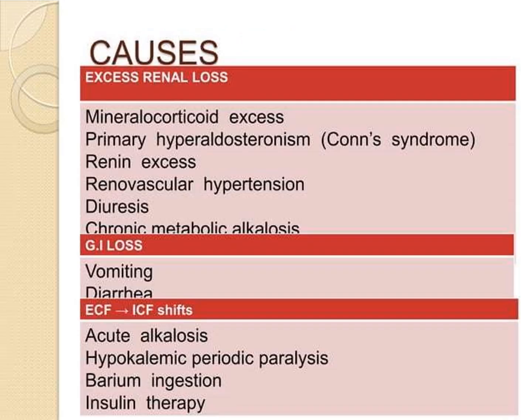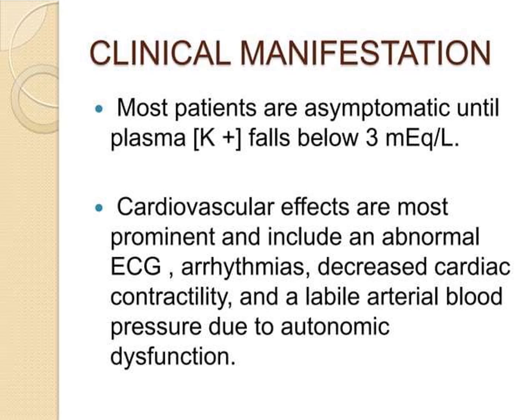Causes: extrarenal causes, mineralocorticoid excess, primary hyperaldosteronism, Conn syndrome, renin excess, the RAS system mainly you have to see, renovascular hypertension, diuresis, chronic metabolic alkalosis, GI loss, vomiting, diarrhea, and ECF to ICF shift. Means extracellular to intracellular: intracellular has more potassium but extracellular has less, so it is hypokalemia. Acute alkalosis, hypokalemic periodic paralysis, barium injection, insulin therapy. Insulin decreases potassium, mainly you have to see.